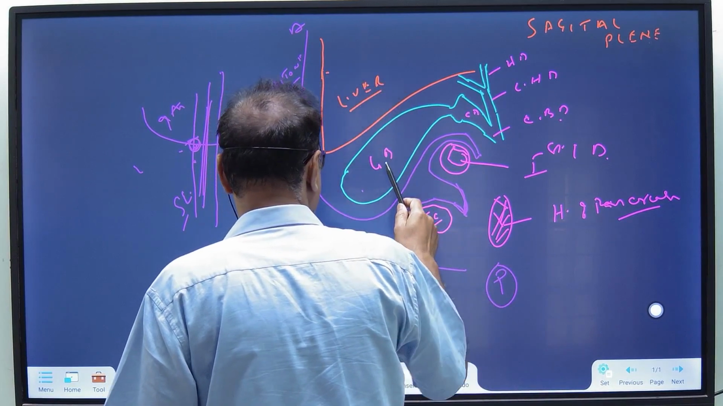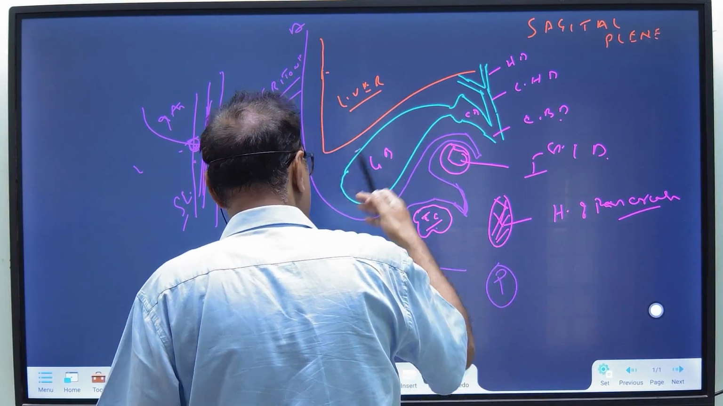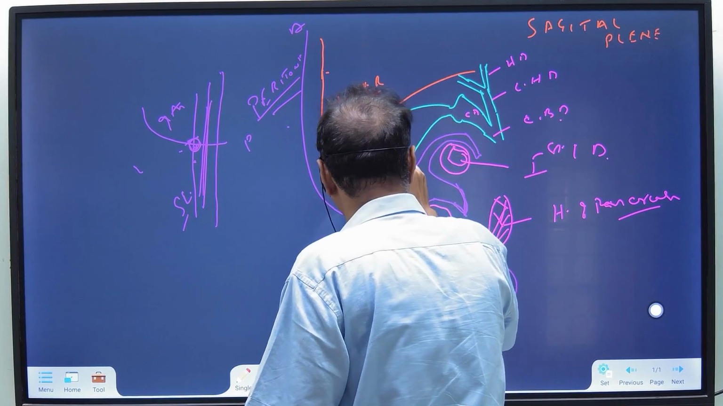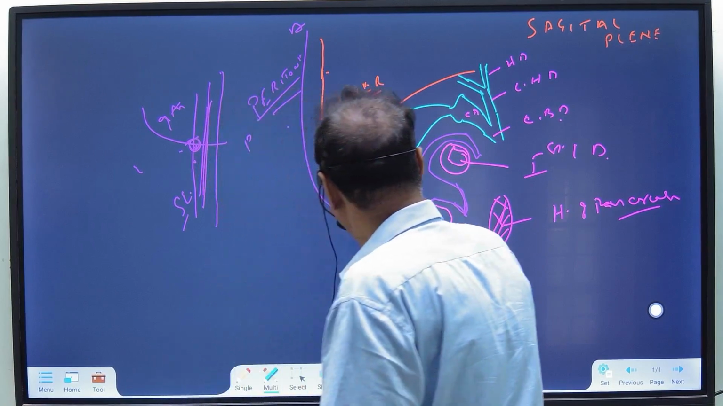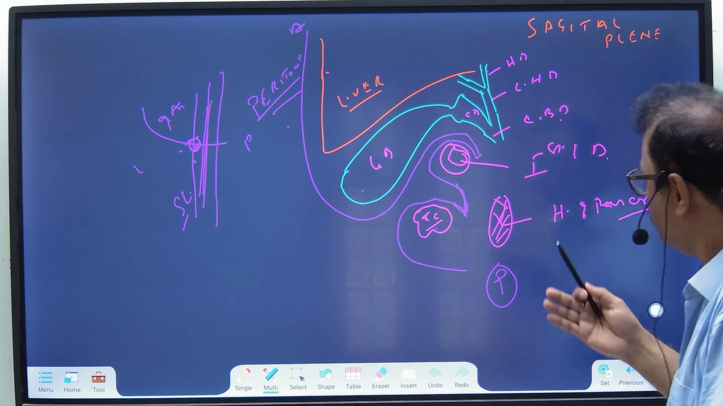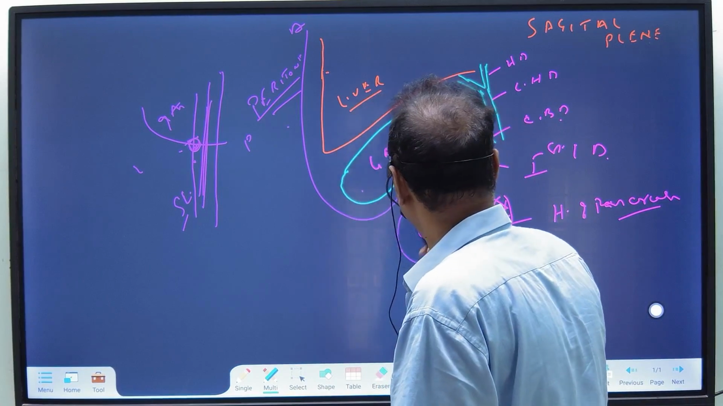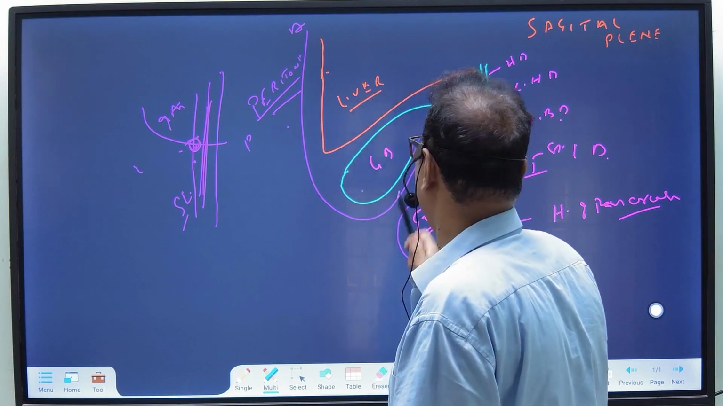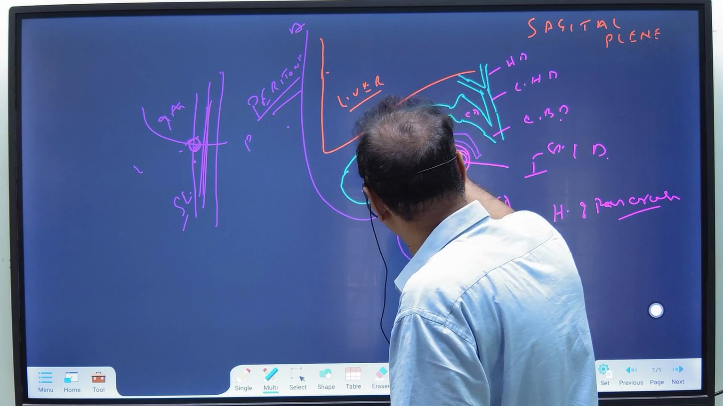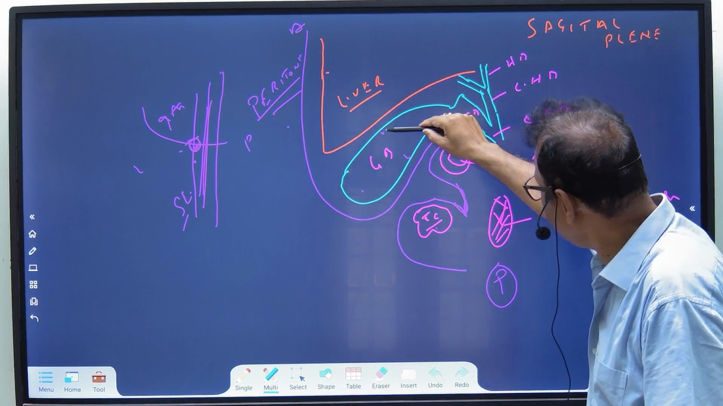Now we could see that coming to the body. Now we take the body. The fundus continues as the body. The fundus projects just below the inferior border of the liver, but the body of the gallbladder actually occupies the fossa for the gallbladder. And the beauty is that this one is the upper surface, and this one is the lower surface.